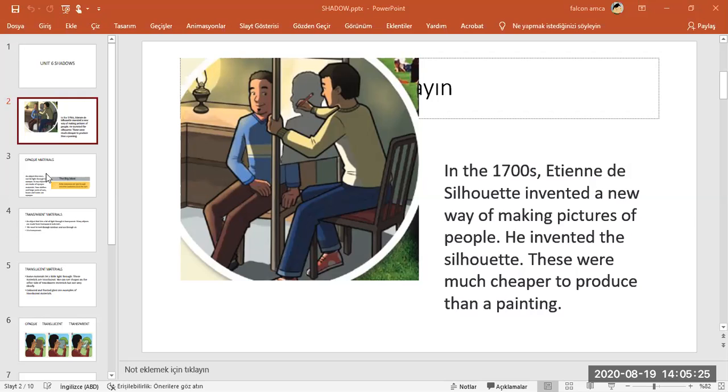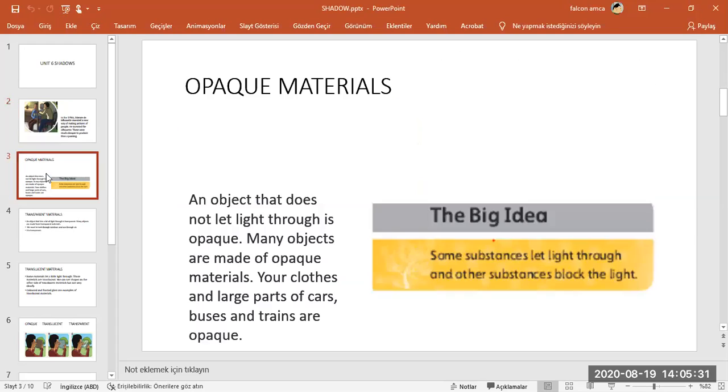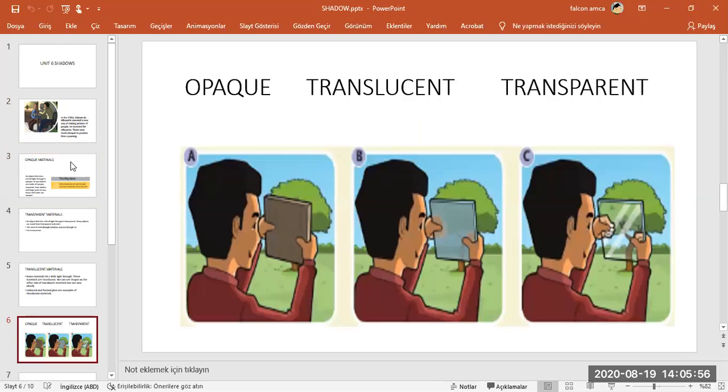And there are different types of materials. Some materials let light through them, but some materials don't let it. If an object doesn't let light through it, it is an opaque material. Opaque materials, like you see in this picture, in A. It means it doesn't let light through.